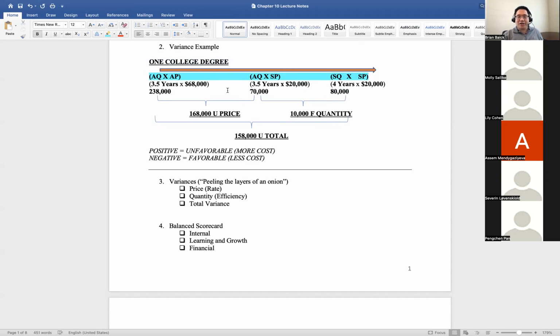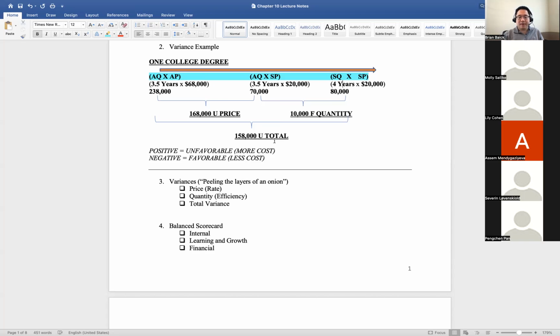Actually, it cost a lot more than I expected. It cost $238,000 because I spent actually 3.5 years in school. And actually I spent $68,000 a year. So overall, I'm over budget. I spent $158,000 more than I expected. That's why we have an unfavorable total variance.